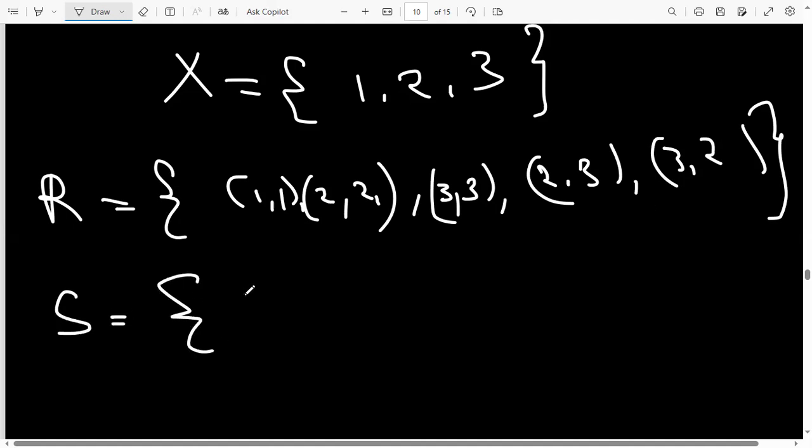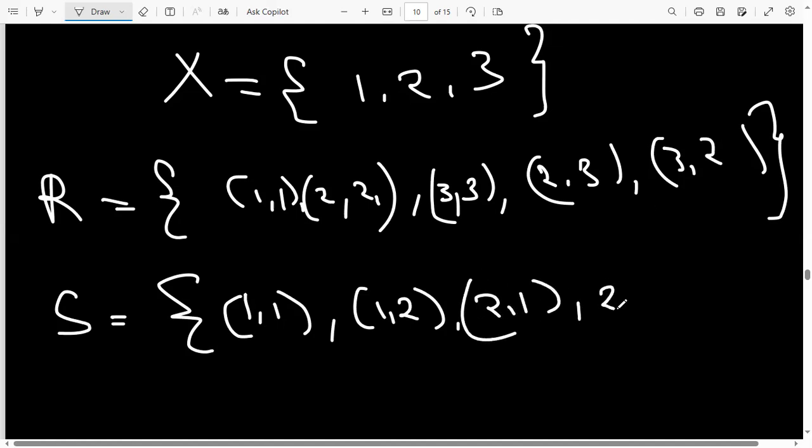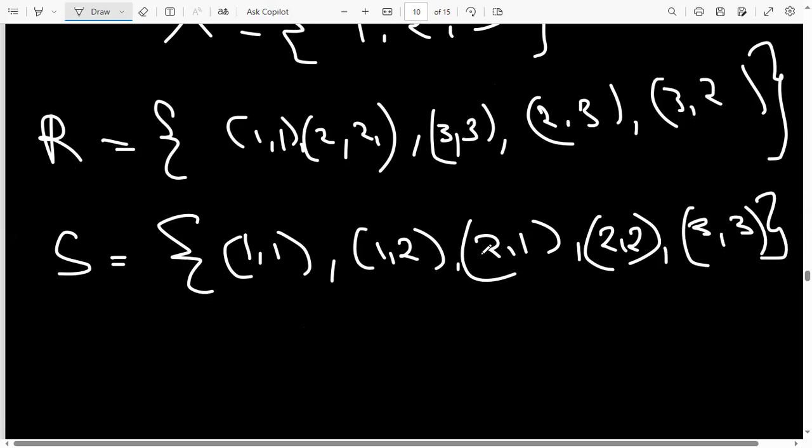And then let me take S as (1, 1), and then I have (1, 2), and then (2, 1), and then (2, 2), and then (3, 3). You can also check that this relation is actually an equivalence relation. So I have two equivalence relations here. So let's prove that their composition is actually not an equivalence relation.